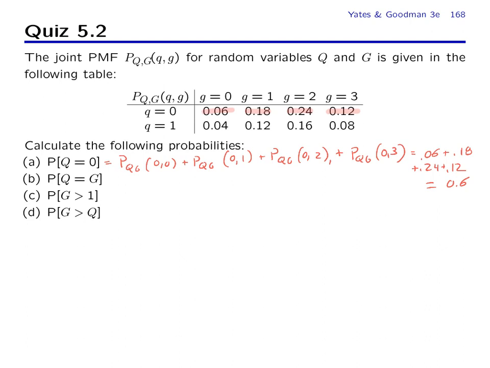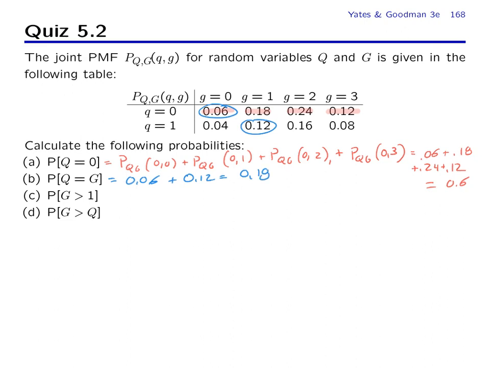In part B, we're asked what's the probability Q equals G, and for Q equals G, we just look and say, well, one possibility is Q is 0 and G is 0, and the other place where Q equals G is Q is 1, G equals 1. And we could write out what terms of the PMF we're adding, but you could just say, well, it's 0.06 plus 0.12, it's 0.18.